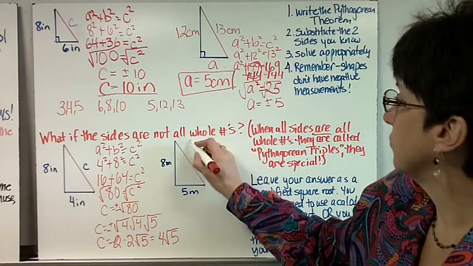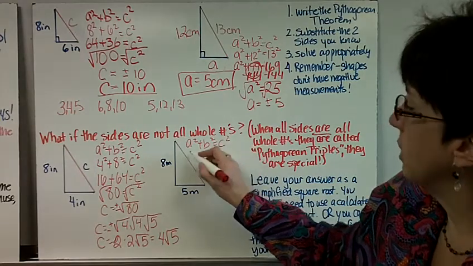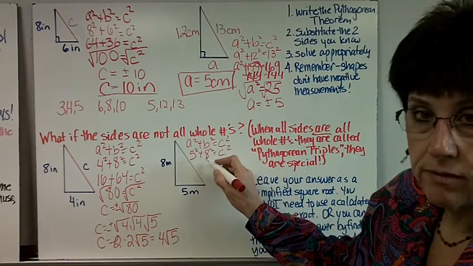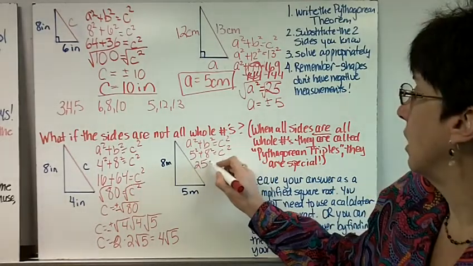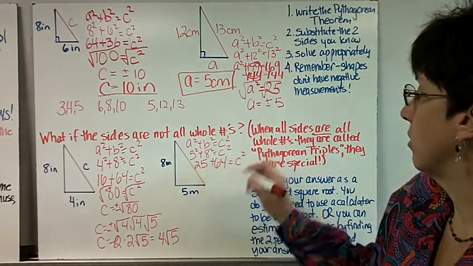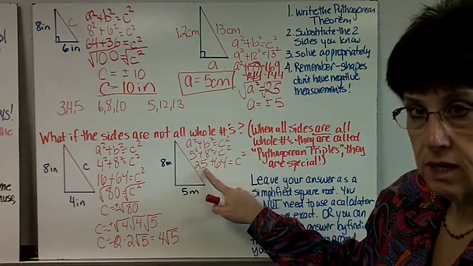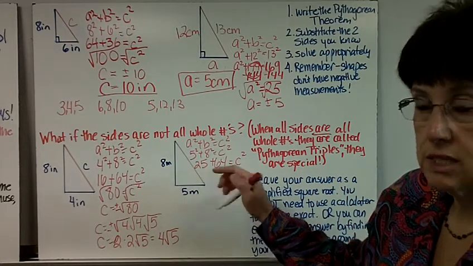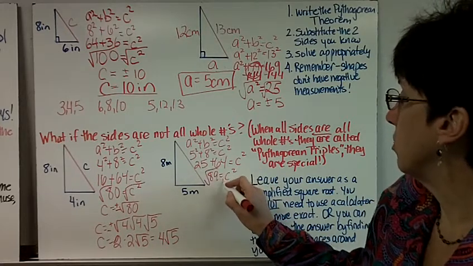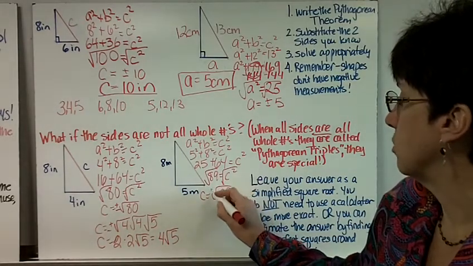All right, let's do one more. A squared plus b squared equals c squared. And here we have 5 squared plus 8 squared equals c squared. 5 times 5, 8 times 8, c squared. Okay, so 25 plus 64. So 64 plus 5 is 69, plus 20 is 89. 89 equals c squared. Square root both sides. C equals the square root of 89, plus or minus.